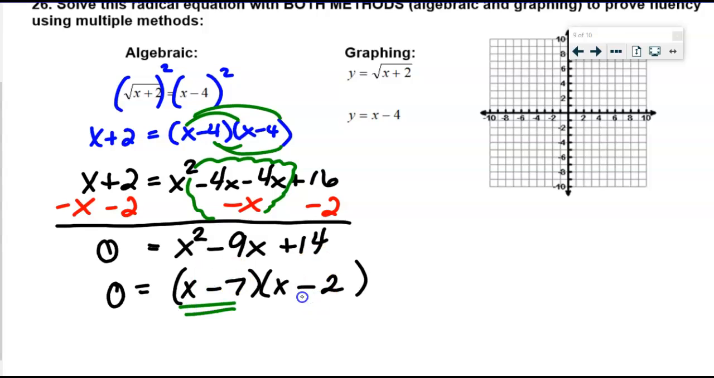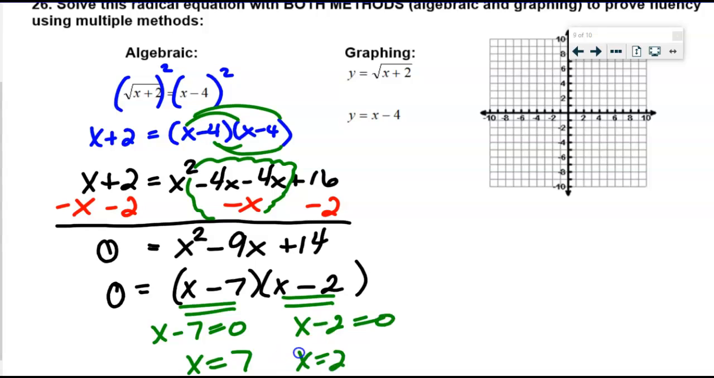Now you have to solve your factors. You have to say x minus 7 equals 0. So that means x equals 7. And x minus, I skipped a step. x minus 2 equals 0. Someone's calling me. So x equals 2. And there are your two solutions. Maybe. We didn't actually check any.